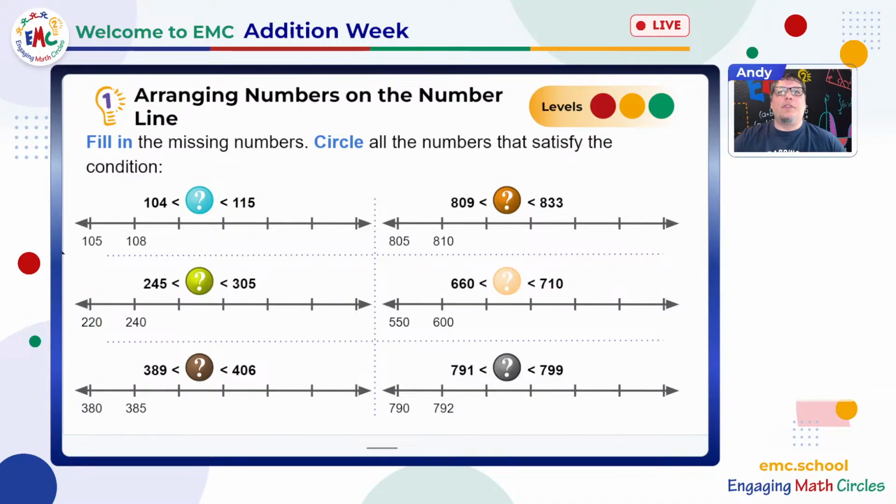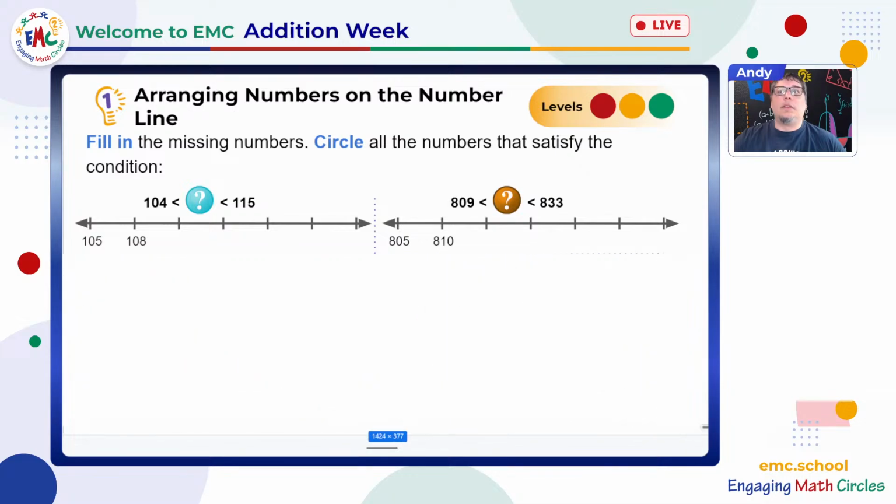Circle all the numbers that will satisfy the condition. So we have a condition and we have the number line. So we got to figure all of this out. Let's blank out some of this stuff here. Focus on just one at a time. Makes problems easier.